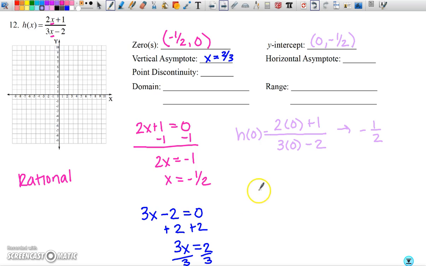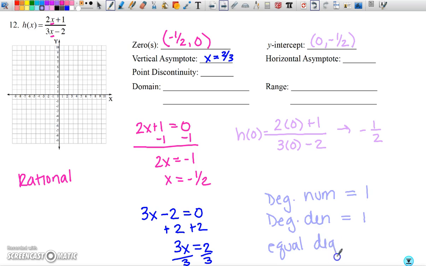So when we're looking at our degree, the degree of the numerator is 1. The degree of the denominator is also 1. So when they have equal degrees, you take leading coefficient over leading coefficient. In this case, that would be 2 over 3. So you get y equals 2/3. Now it is coincidental that it happens to be 2/3 here and 2/3 here. That doesn't happen all the time. It just is for this particular problem.